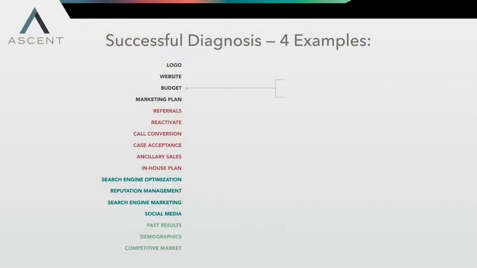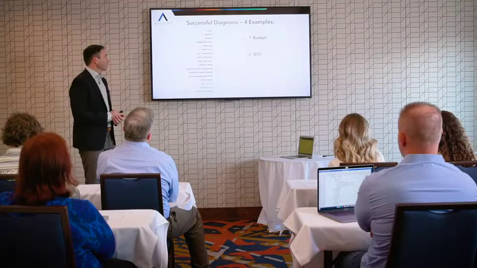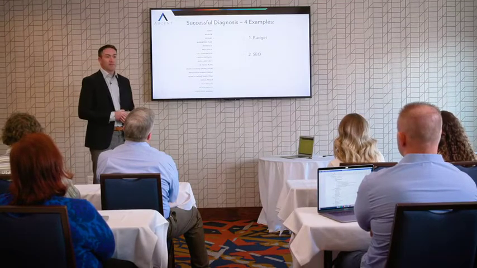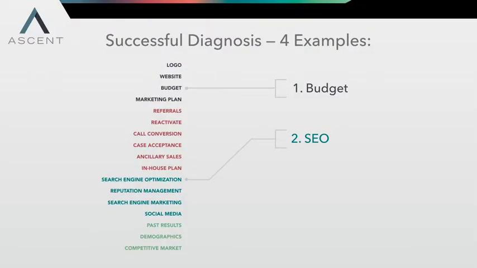The first one we're going to look at in detail is the budget. How do you set up a proper budget? Number 2 is your search engine optimization. We're going to look at that and how do you diagnose that. Number 3 will be your reviews. And number 4 is your cost per click or your AdWords.